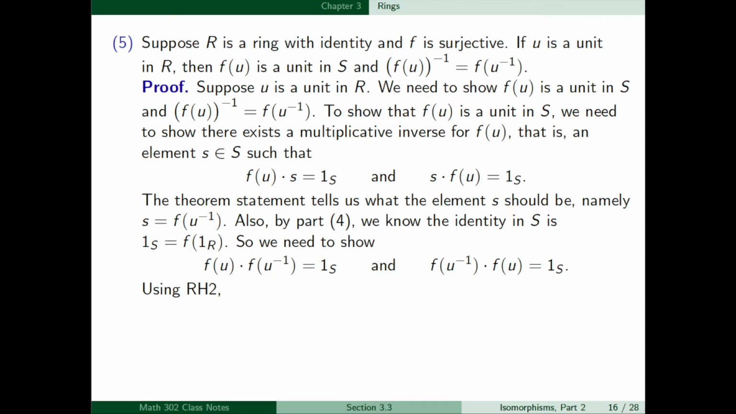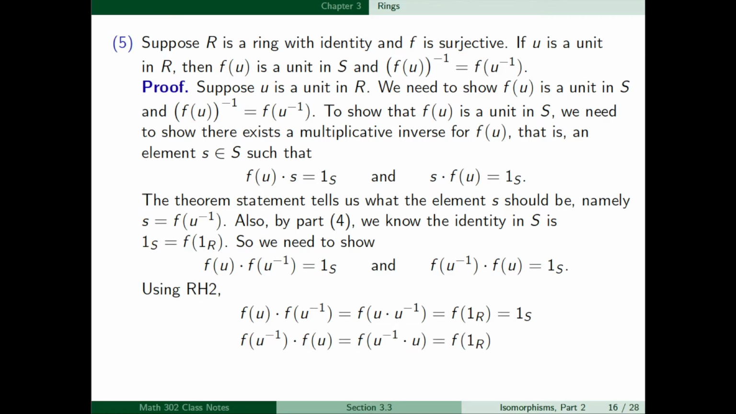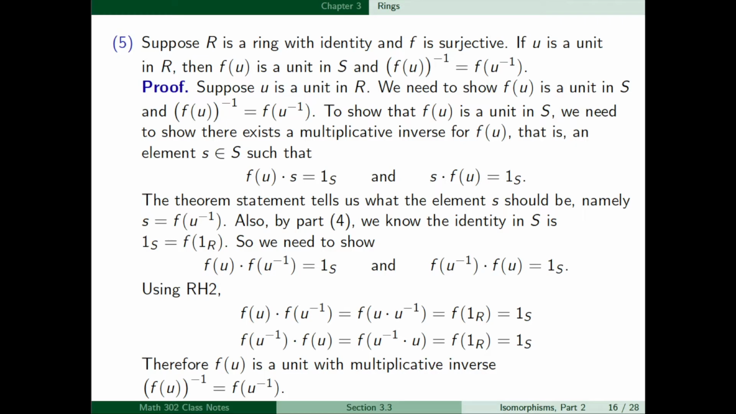So using RH2, the preservation of multiplication, for the first equality, we have f of u times f of u inverse is equal to f of u times u inverse, which is equal to f of 1 sub R, which is equal to 1 sub S. And in the other order, we have f of u inverse times f of u is equal to f of u inverse times u, which is equal to f of 1 sub R, which is equal to 1 sub S. So this proves the two equalities, and therefore f of u is a unit with multiplicative inverse f of u inverse. And this proves 5. And this completes the proof of the theorem.